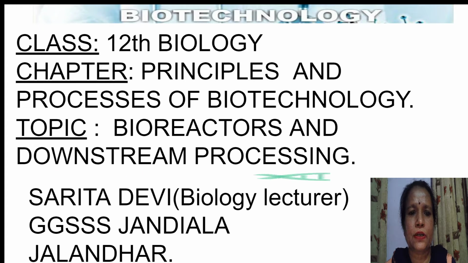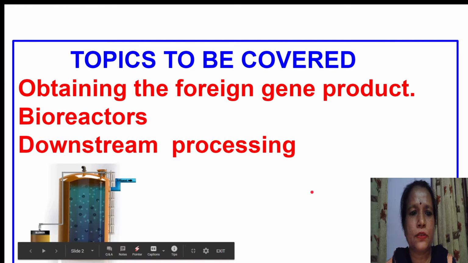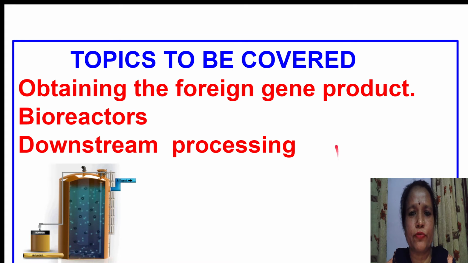Today I will discuss the last chapter of biotechnology, that is Principles and Processes of Biotechnology. Our topic is bioreactors and downstream processing. In this topic, we will study how to obtain the foreign gene product, bioreactors and types of bioreactors, and downstream processing.